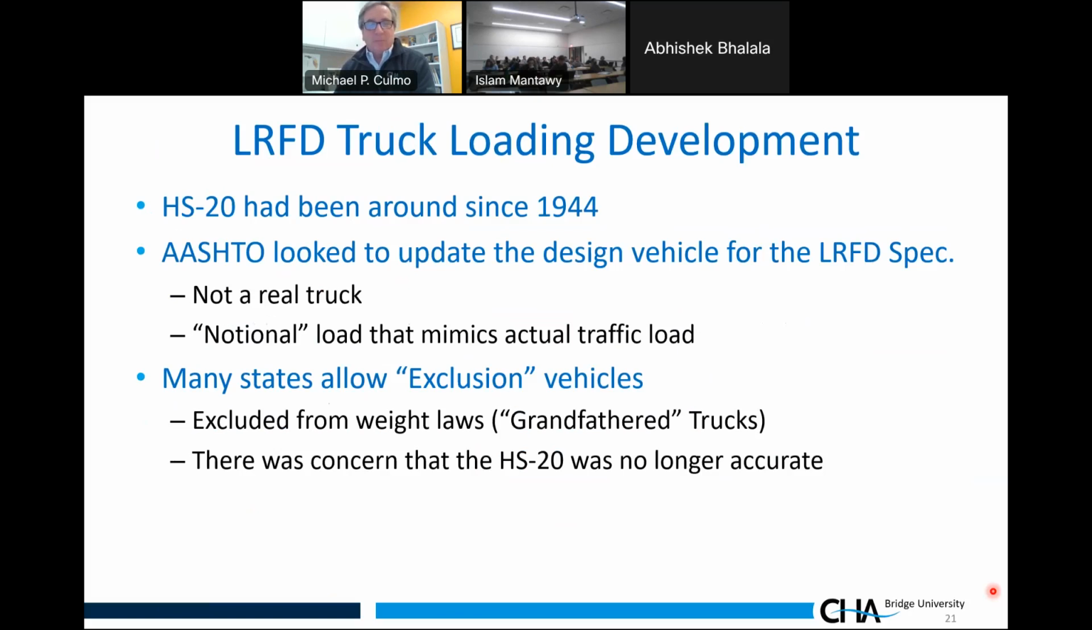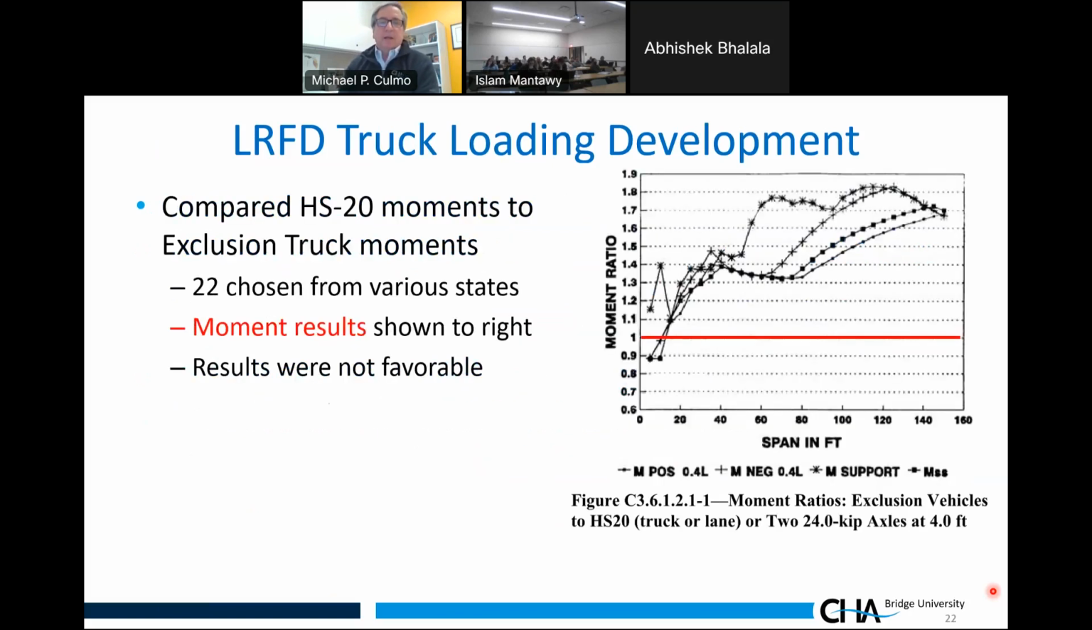The other problem we have is many states have exclusion vehicles. These are vehicles that are grandfathered in. If you go to Kentucky, for instance, they have coal trucks that are heavier than HL93, so those are heavier than the HS-20. So there was a concern by the committee that all these exclusion vehicles were out there, and that the truck was rather old, and we needed to look at a new truck. So a study was undertaken. So this is what they looked at.